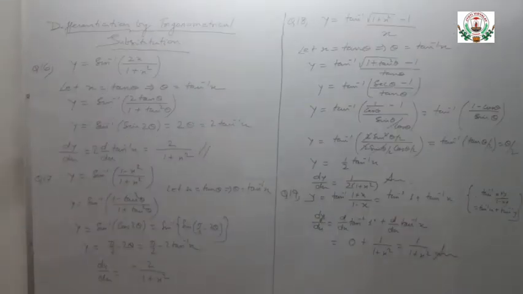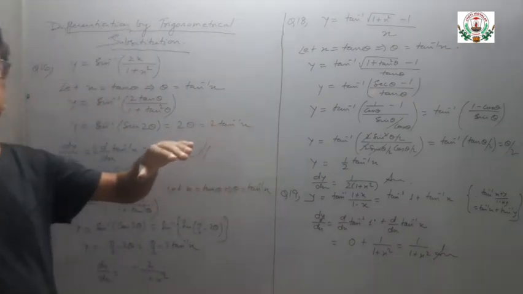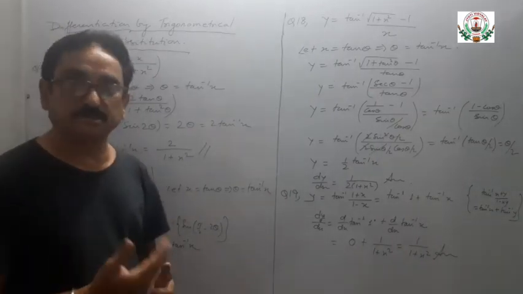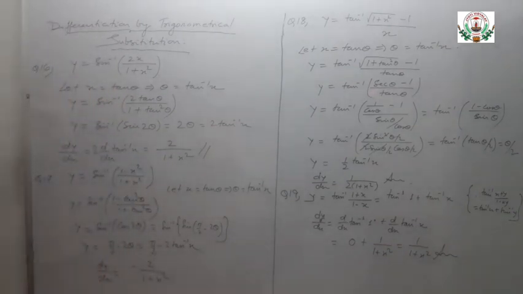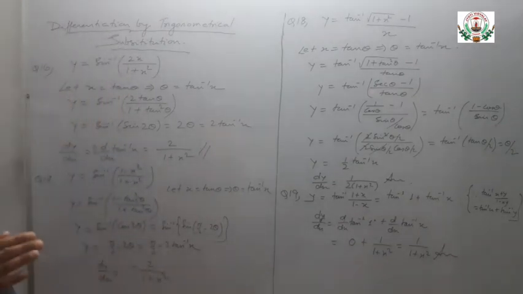Now let's move to the next question. Differentiation by the trigonometrical substitution. We have done this in the inverse trigonometric function chapter. If there is x square plus 1, we take x equals tan theta. For 1 minus x square, x equals sin theta or cos theta. For 1 plus x or 1 minus x under root, we take x equals cos theta. All those fundamental concepts I have given in the inverse trigonometric function chapter.